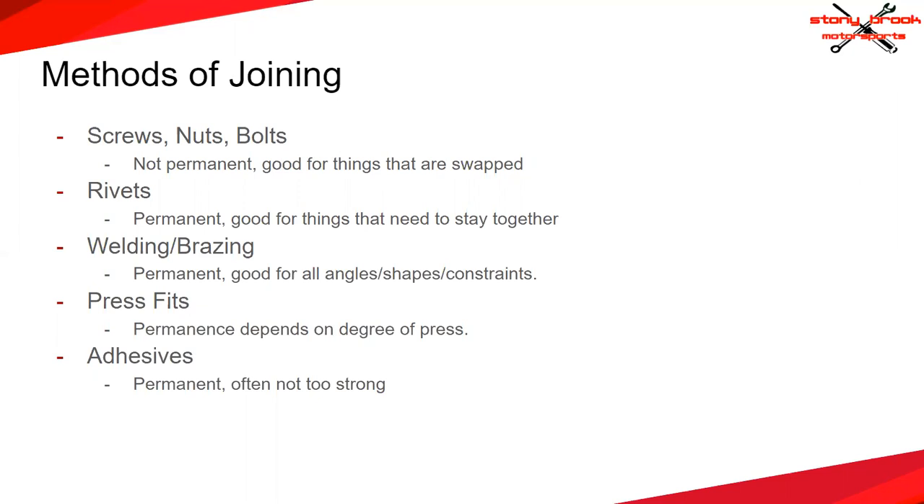Press fits are essentially when you have a part going into another that's too big. So let's say you have a 1-inch shaft which goes into a 0.999-inch hole. It's slightly bigger so that you technically can force it in, and it causes the shaft to shrink and the hole to stretch. The permanence of this depends on the degree of the press fit. So obviously if the difference in diameters is only like 1/1000th of an inch, that's going to be a lot different from if the difference in diameter is like 10,000th of an inch.